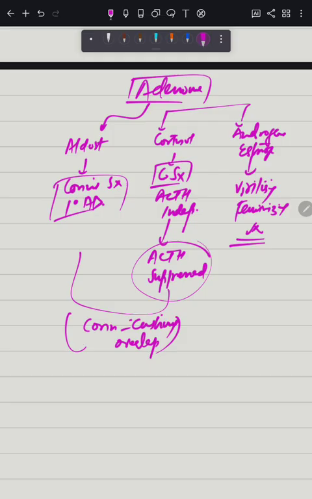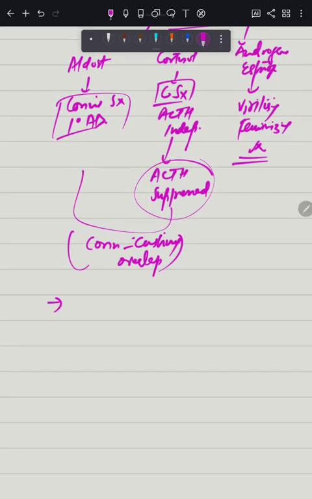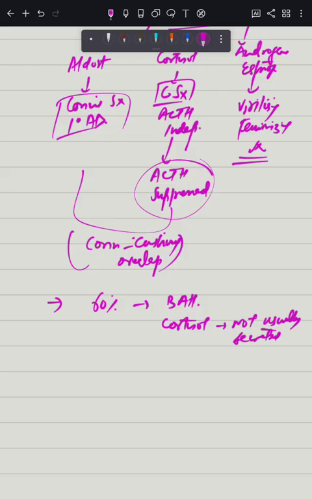Now bilateral adrenal hyperplasia. You see, in the context of primary aldosteronism, it means bilateral hypersecretion of aldosterone, and this is the commonest cause of primary aldosteronism, around 60% contribution. It does not usually secrete cortisol, and it is meant to be managed with medical therapy alone, not surgery, that is spironolactone or eplerenone.